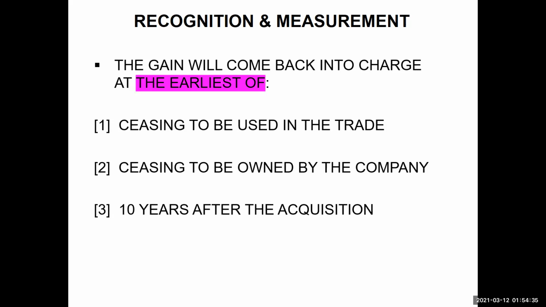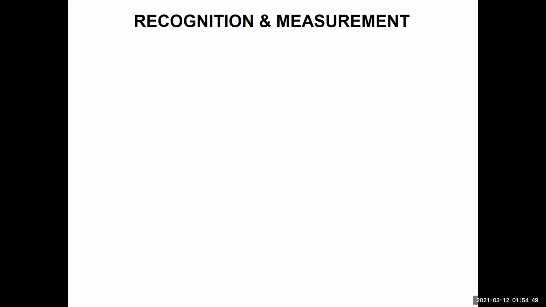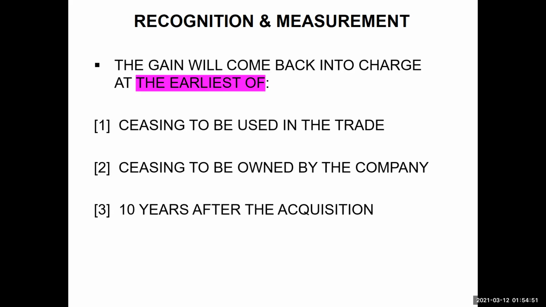The gain will come back into the charge at the earliest of when this plant and machinery, the fixed plant and machinery, yes, so we have to recognize this gain. It will come back into the charge when the fixed plant and machinery ceases to be used in the business, or the date on which it ceased to be owned by the company, or we sell it, or 10 years after the acquisition. So the earliest of these is what will trigger the gain to come back into the charge.